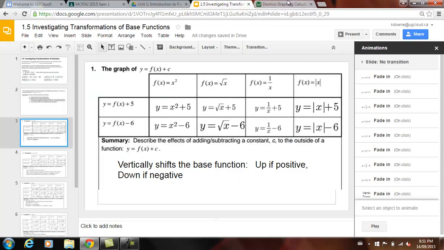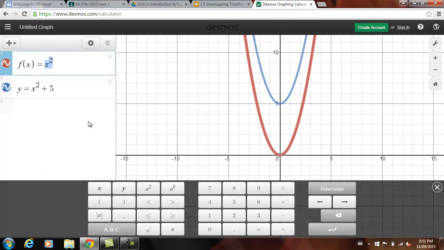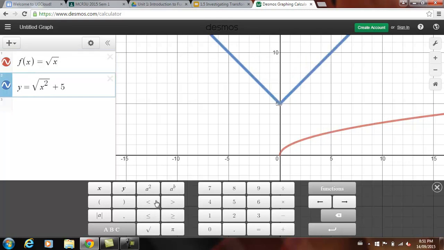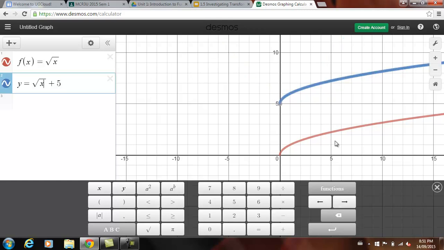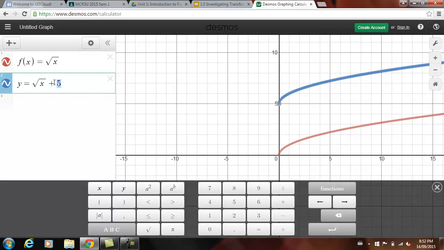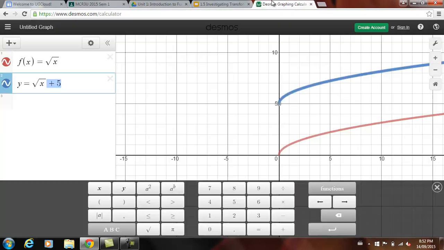We can see the same result if we change this to the square root of x. We can see that the original graph is the red one, and then this is the up 5. We do the same thing with the minus 6 as well, and so we just write down all the equations, so we can see what 1 over x looks like.